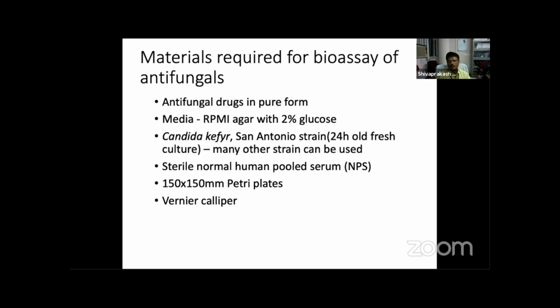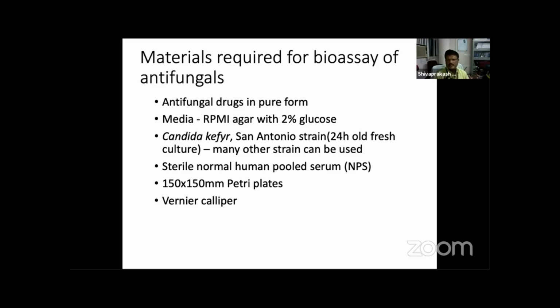So that's why we also have this Candida krusei, and we can share this particular strain with you all. This is an ATCC strain. It is also called the San Antonio strain. David Denning used to use this long back, 20 years back. We used to do it for itraconazole. That's why we got it from him, and then we started using this strain.